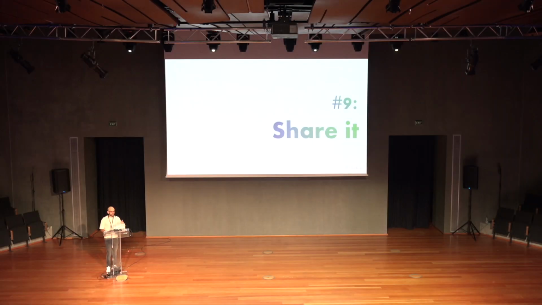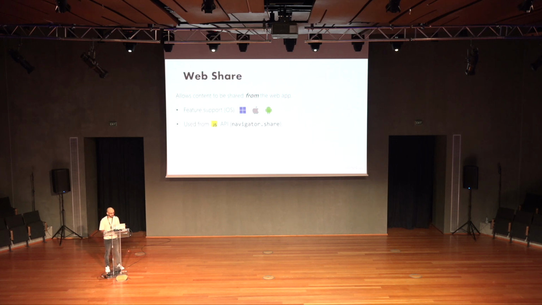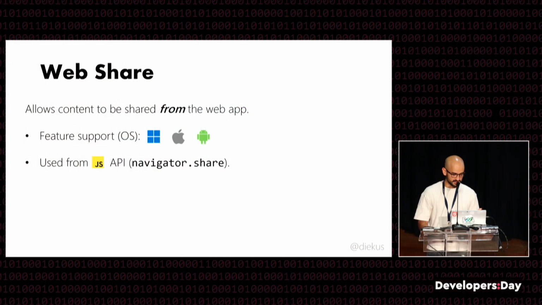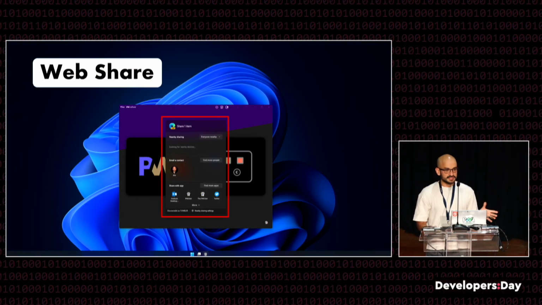For time's sake, I'm going to go through the next set of features, just so you can know that it is something that can be done with the web. Tip number 9, share, because sharing is caring, and the web actually does allow you to share content from the installed application. It's supported on Windows, Mac, Android, and we created a JavaScript API, navigator.share, that you can use to share text and content. Again, it adapts to the operating system.